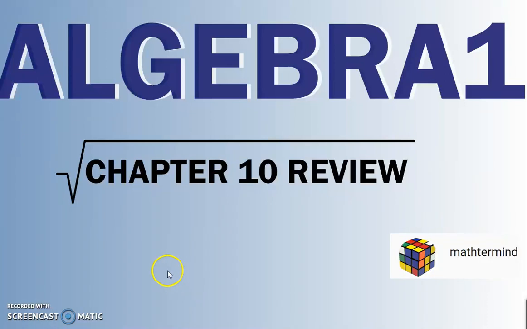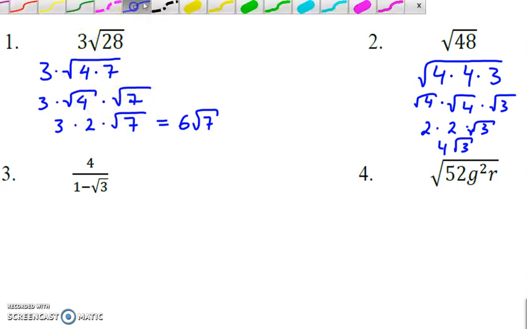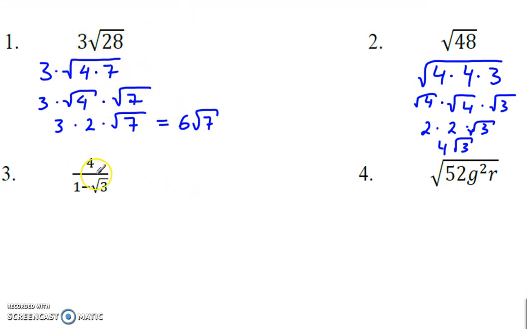Alright, Algebra 1, Chapter 10 review. We're talking about radicals. I'm going to breeze through some of these, and some of these I will highlight. Here you can see the work for how to do numbers 1 and 2, if you haven't caught on to how to do that on your calculator. The TI-30XS will do that, simplifying these.